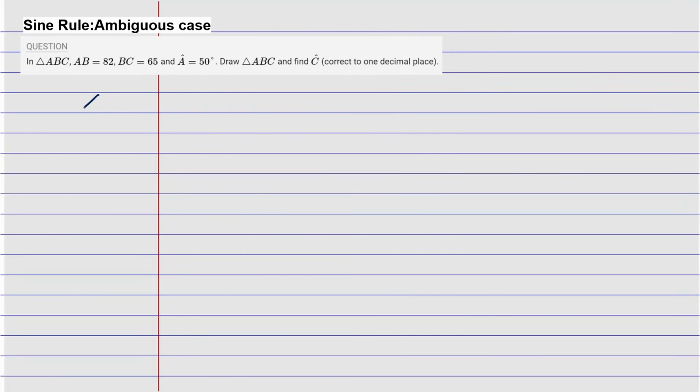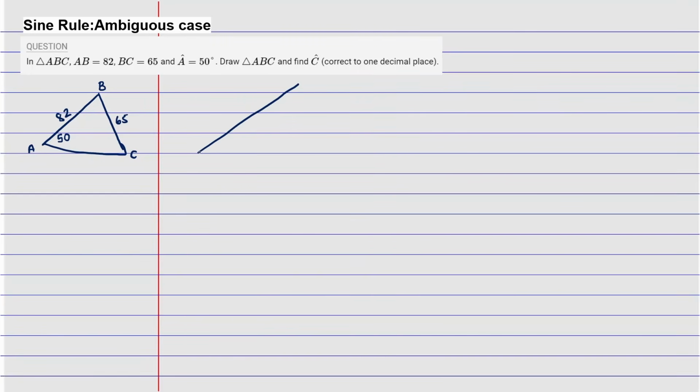So the first triangle could be like this. And this is going to be A, B, C. So let's write the information that they gave us. They tell us the fact that AB is equal to 82, so this is going to be 82. And they tell us that angle A is equal to 50 degrees, so this is going to be 50 degrees. And they also tell us that BC is equal to 65, so this is going to be 65. So you can draw the triangle like this, or you can draw the triangle like this.